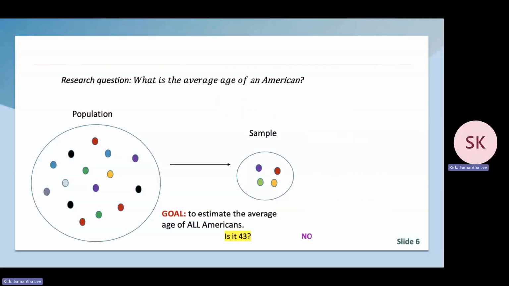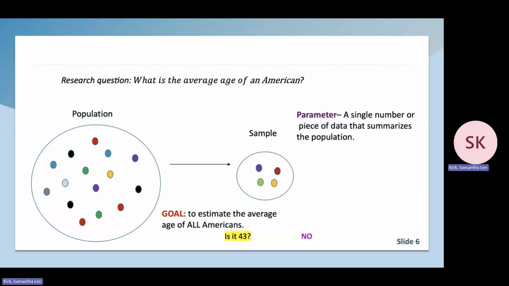The answer is no. Why is it no? Because if I chose a different sample of a different 100 Americans, they would have different ages. And then if I average their ages, I might get something else, like 38 as the average. A different sample might give me a different number. It turns out that whatever average you get is not going to be the exact number for the population.